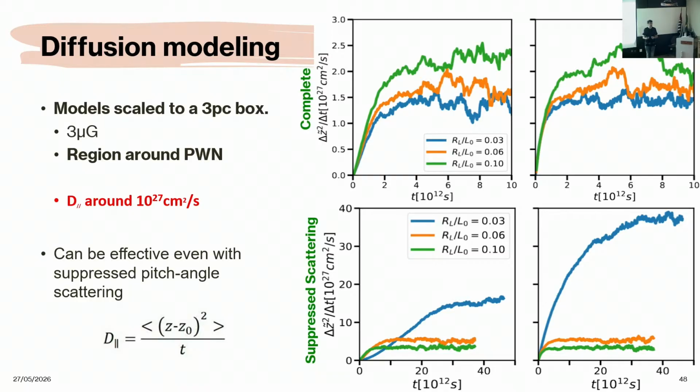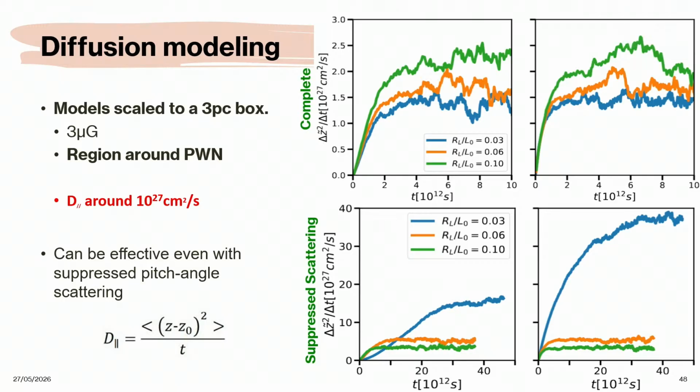If you calculate then the diffusion, how much do we get there? Do we get the 10 to the 28 that we need to explain these observations? The answer is yes, actually. We scaled these models to a 3 microgauss region, which would be similar to what we have around a pulsar like Geminga. And what we see is that once the particles reach this diffusion process, it stabilizes around 10 to the 27 here.